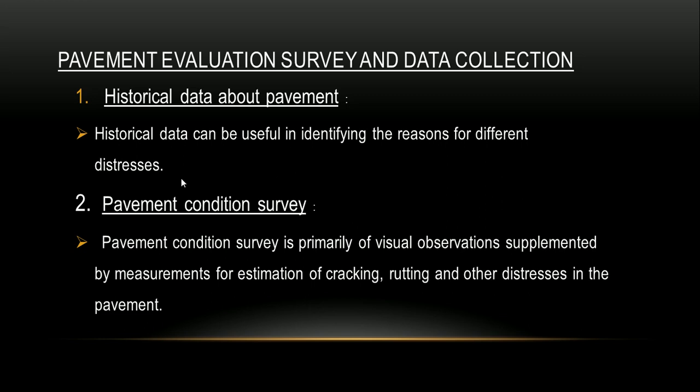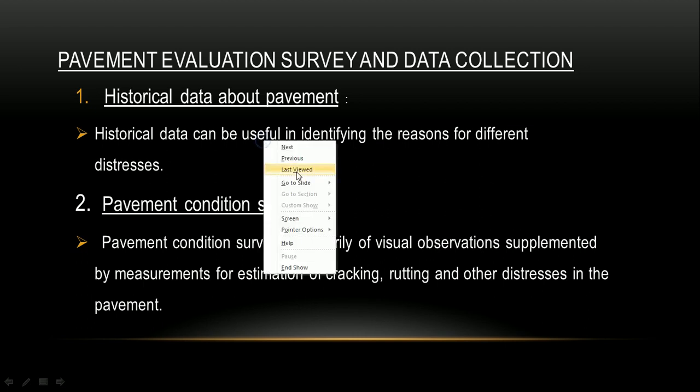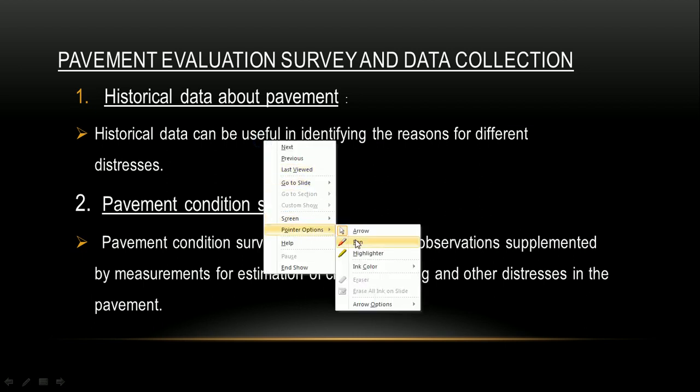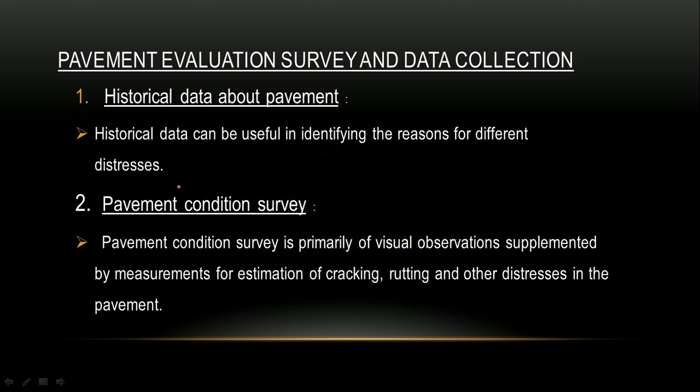So historical data means what? Here we are identifying the reason for the different distresses. Why there is a failure in the pavement, why there are deformations, why there are undulations. We are going to find out the reason for the different distresses caused in the pavement surface.